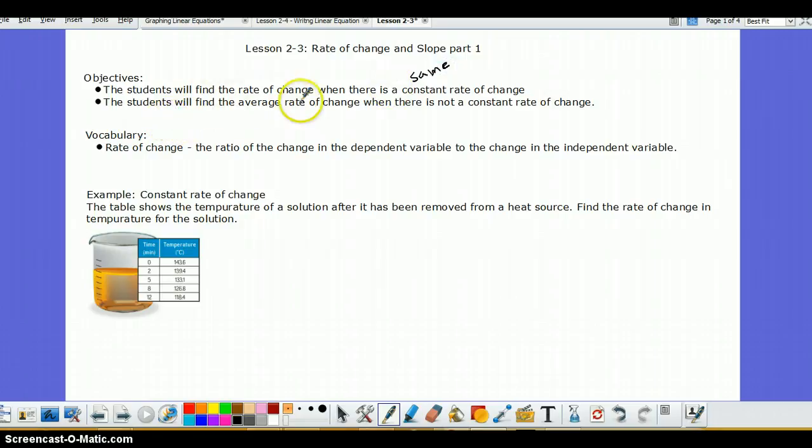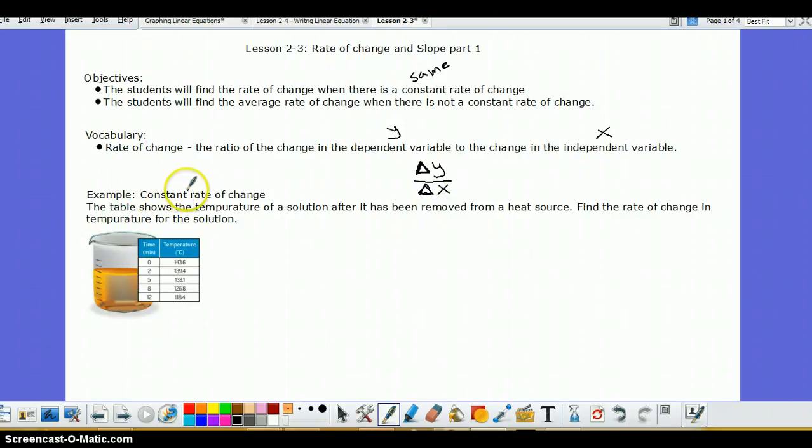And then you'll be finding the average rate of change when there is not a constant rate of change, which for this one there's going to be a specific interval that they're going to want us to use. So rate of change is the ratio of the change of the dependent variable, remember the dependent variable is y, to the change of the independent variable x. So change, we denote that with a triangle in math. So it's the change in y over the change in x.